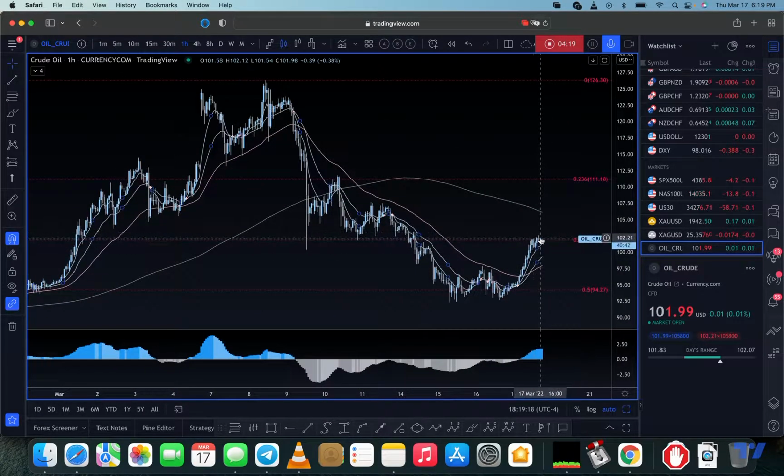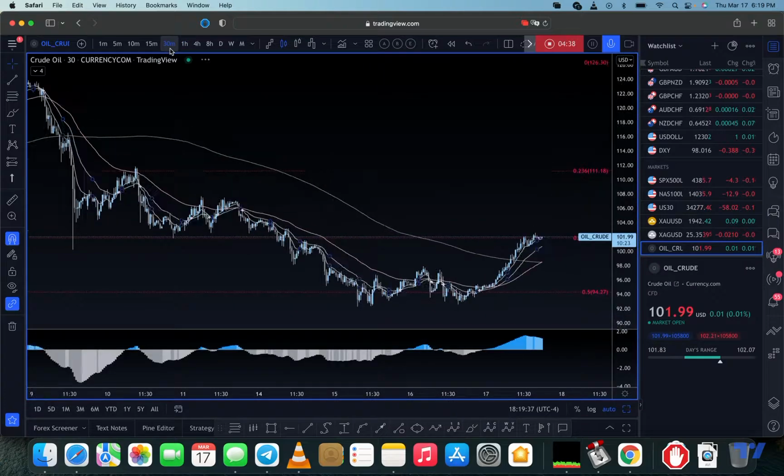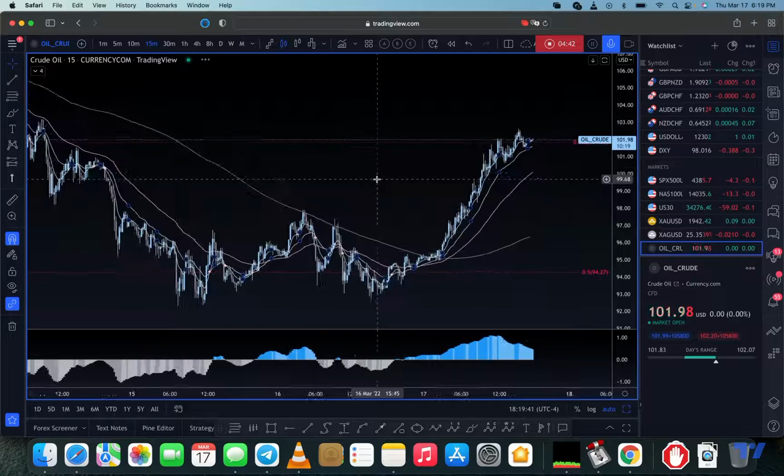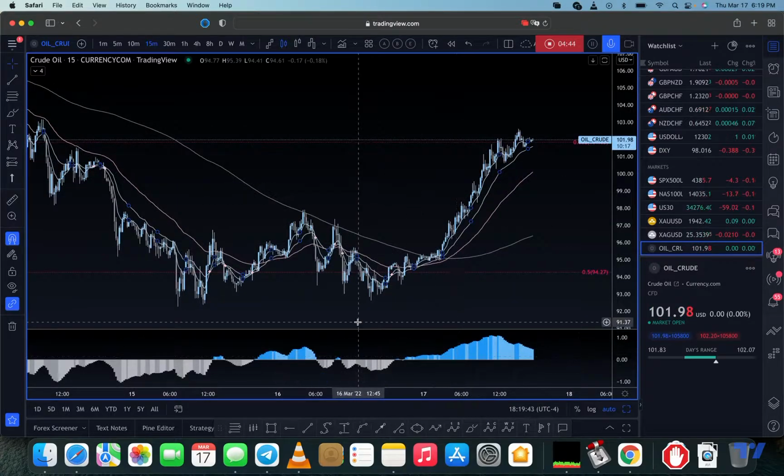Can you chase up here for a long? You can, but your stops need to be here. Maybe a little too much. So 10 points might be a little pricey. So what do you do then? If you want to buy it, you have to go to a shorter and shorter time frame, so 15 minutes. Wait for a 15-minute switchover.